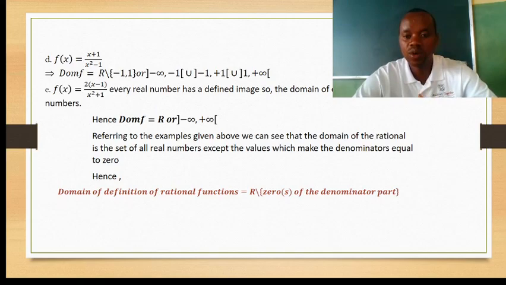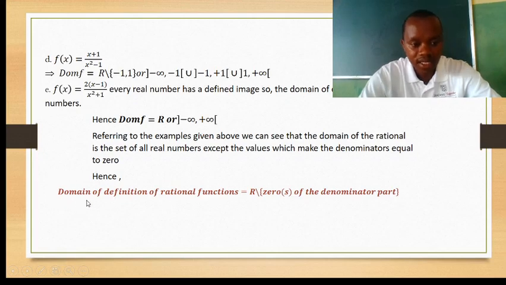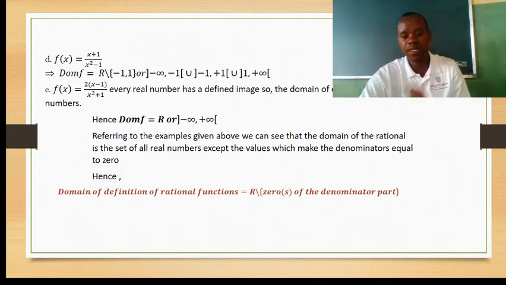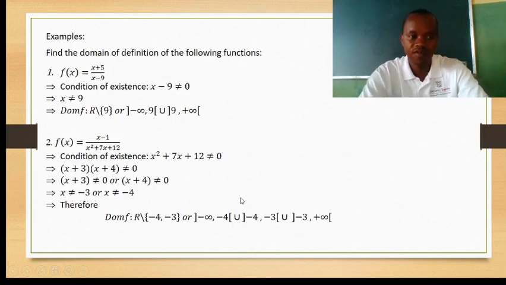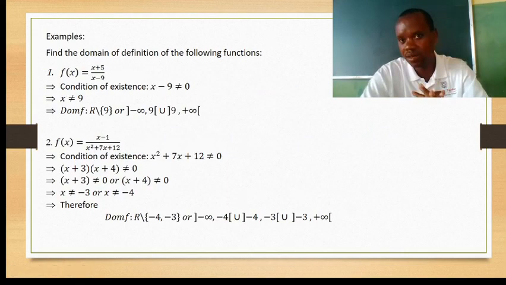Hence, as a summary, we can say that the domain of definition of rational functions is always the set of all real numbers minus the zeros of the denominator part. The values which make the denominator part equal to 0 are the values to be removed from the set of all real numbers. I think this one is understood. It's very simple. We have other examples here related to this rule, written in red color.